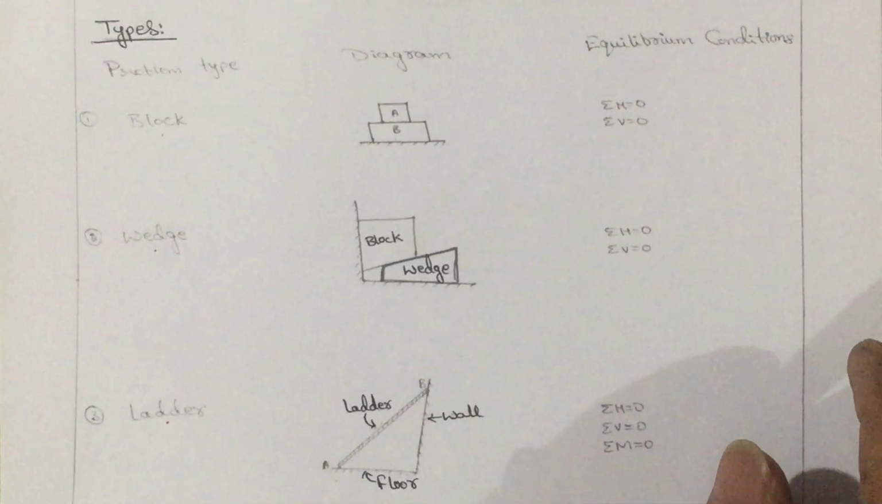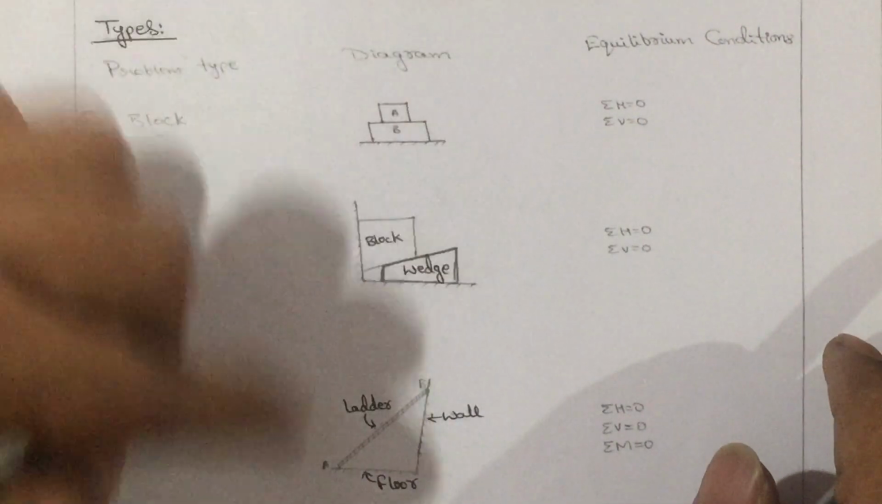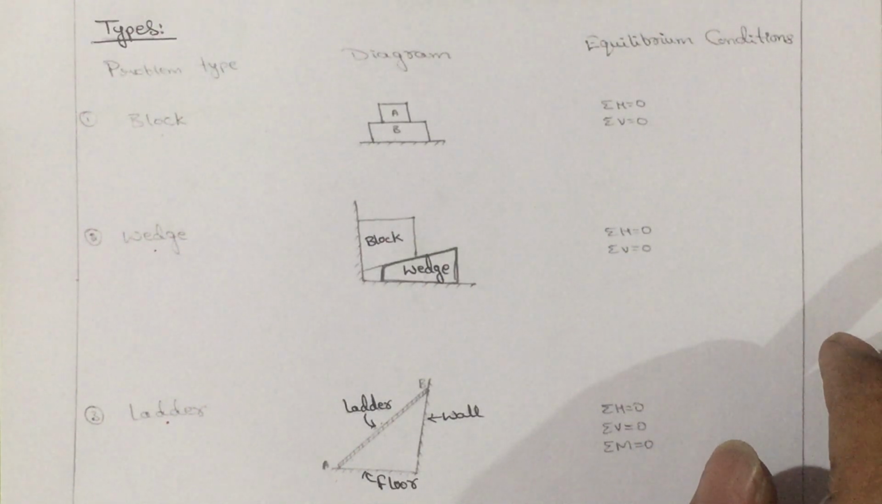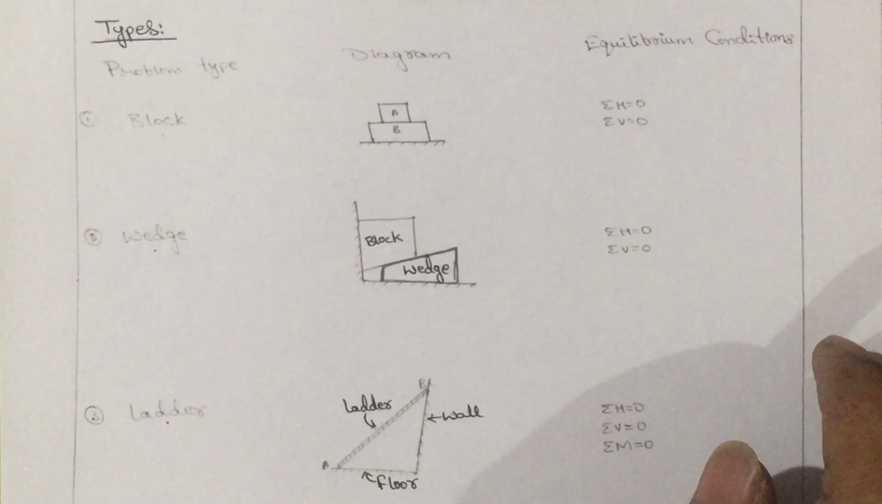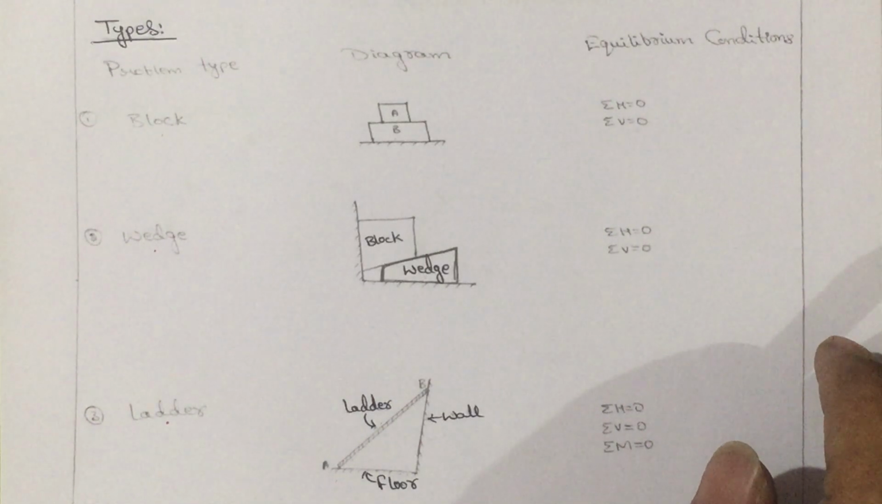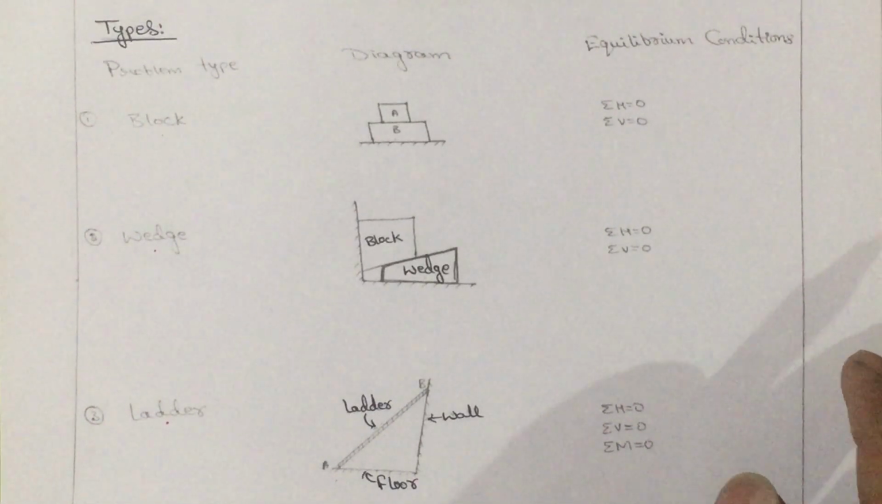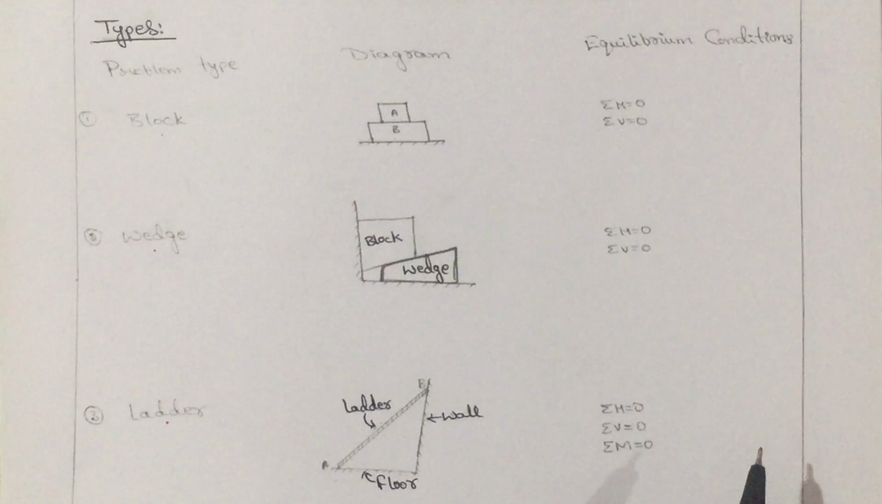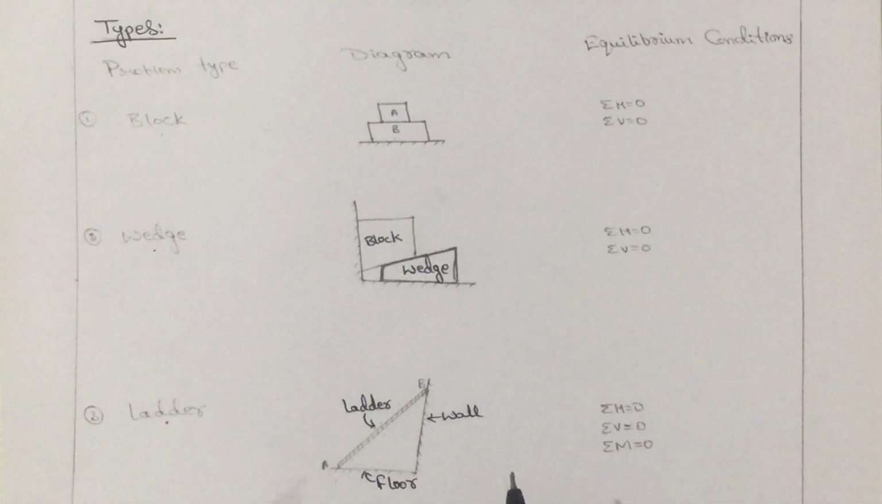Then we are going to solve these problems by using equilibrium conditions or Lami's theorem. Lami's theorem is applicable only for three concurrent forces and two unknowns. All three forces should act towards the point or away from the point. If that condition is not satisfied, then we move on to the equilibrium conditions to solve the problems.